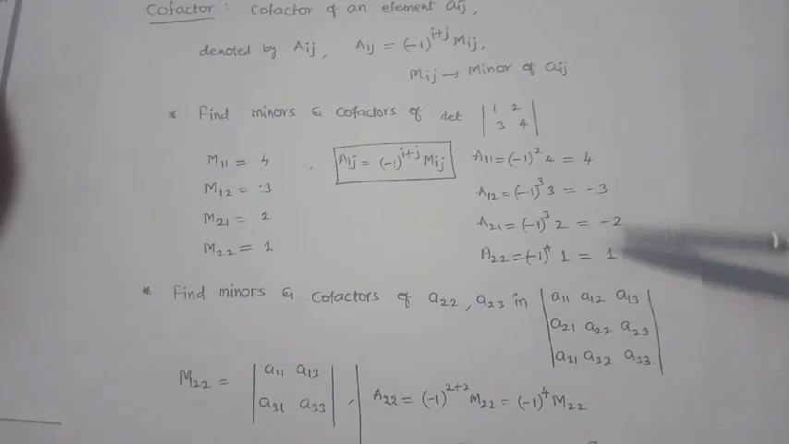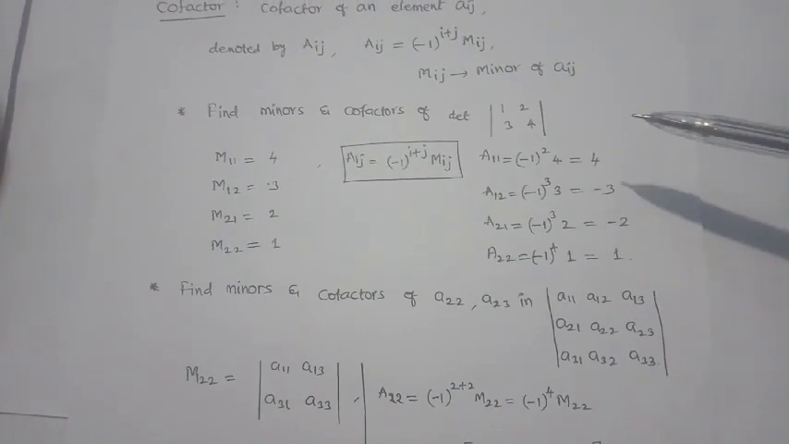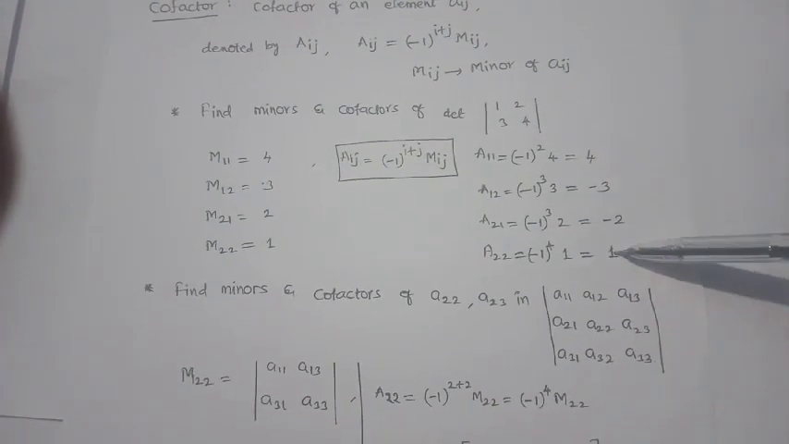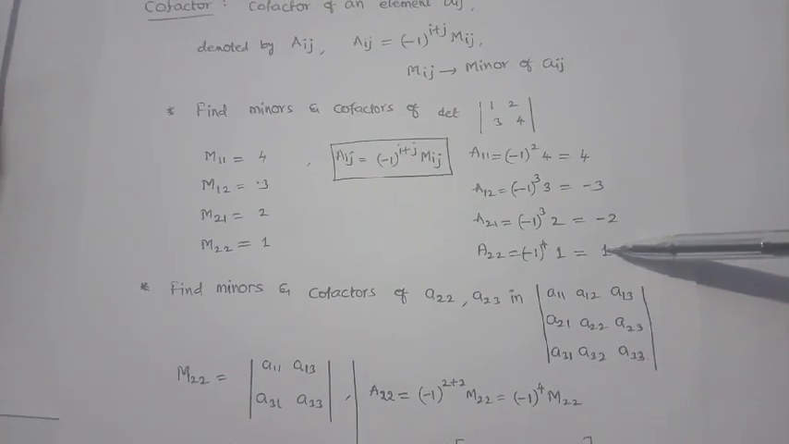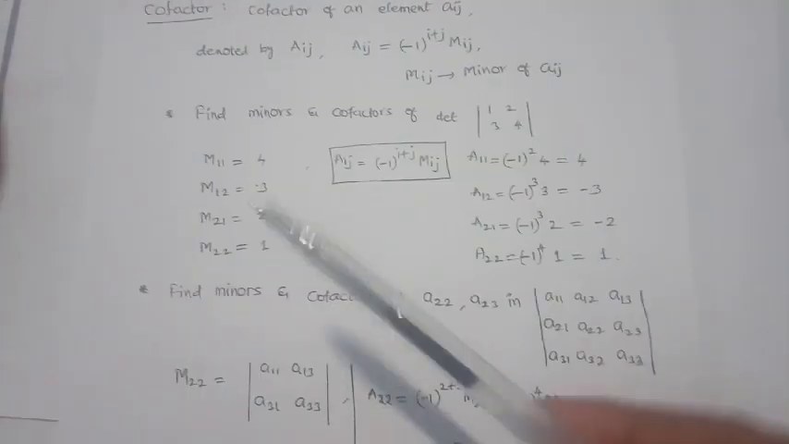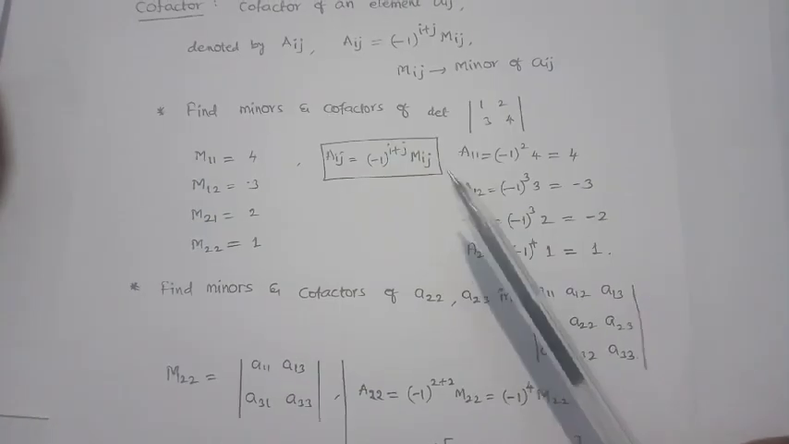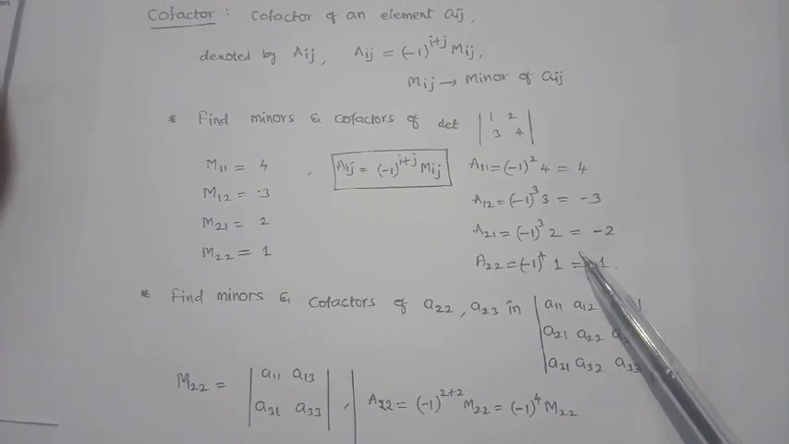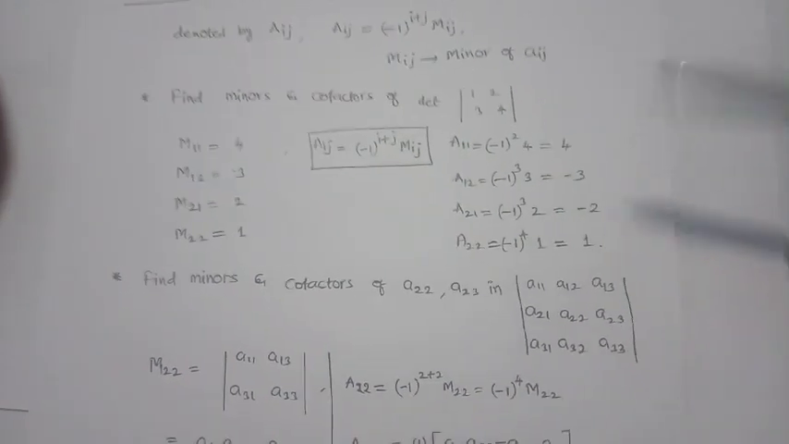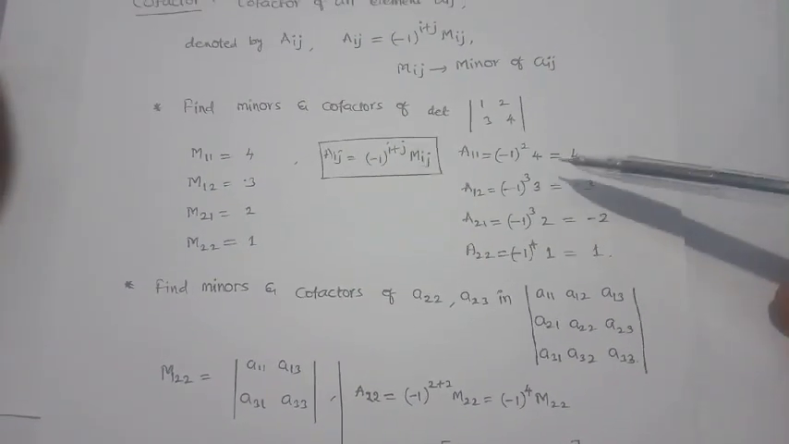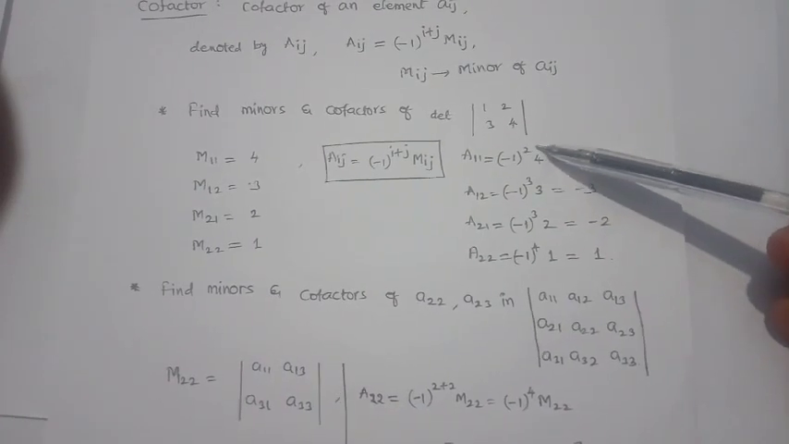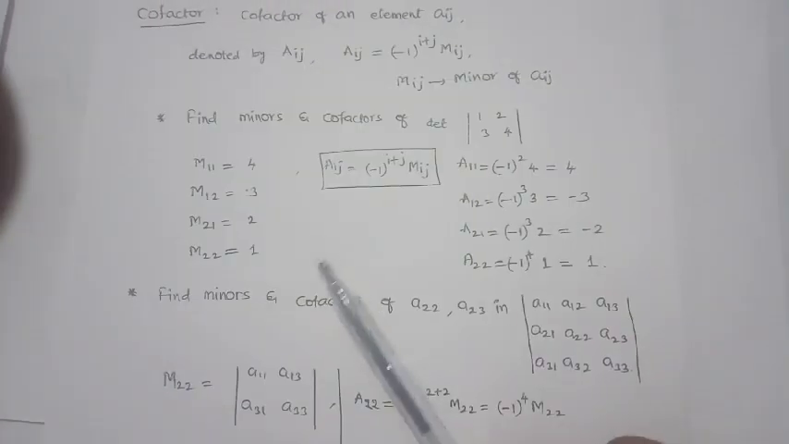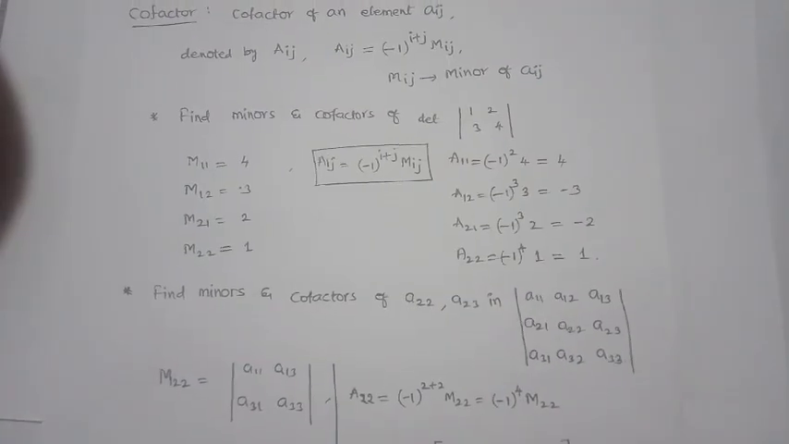It's nothing but 1. Now you can understand that the cofactors are going to be 4, -3, -2, 1, and the only difference between the minors and the cofactors is that alternately plus and minus signs come. So according to the position of the particular element, (-1) whole power i plus j should be taken. That is the only difference between the minors and the cofactors.